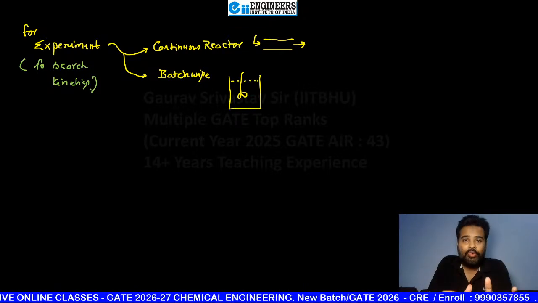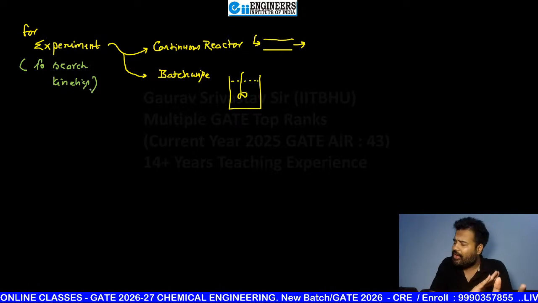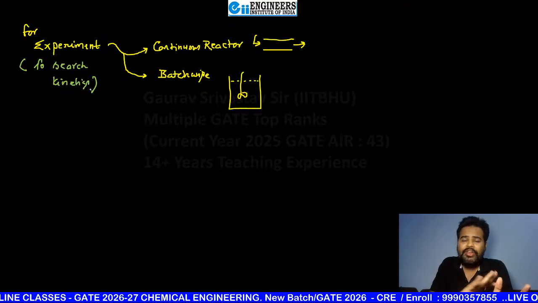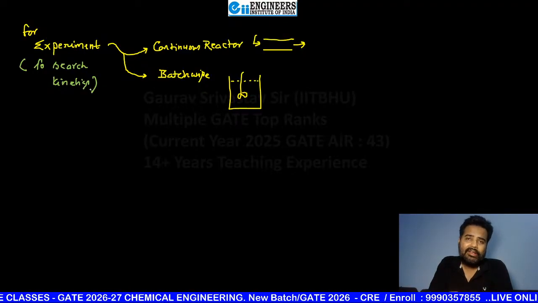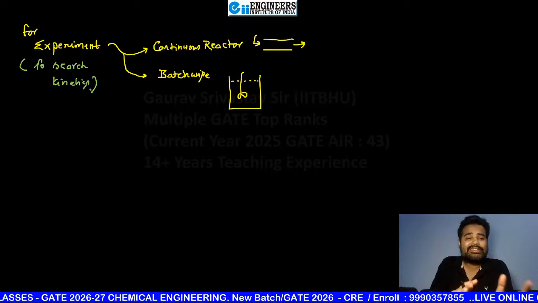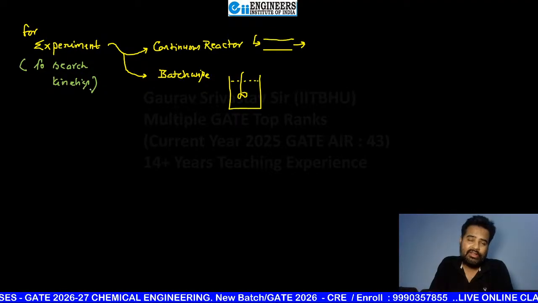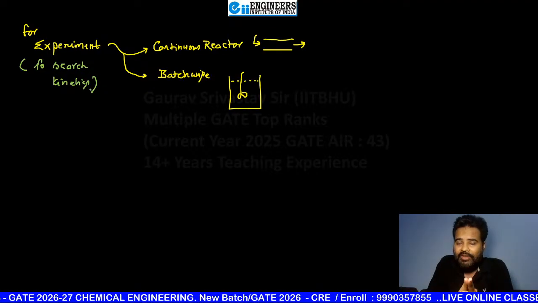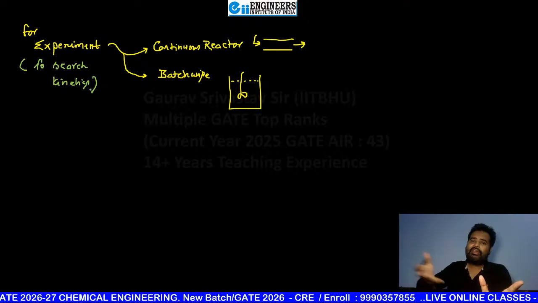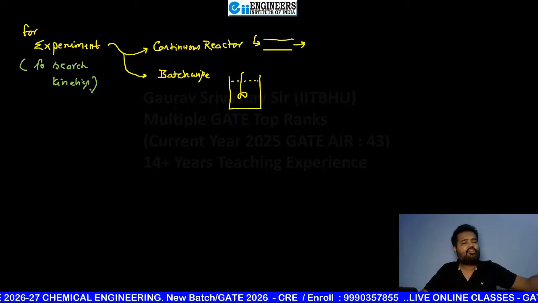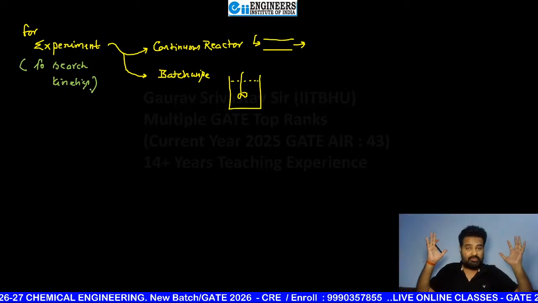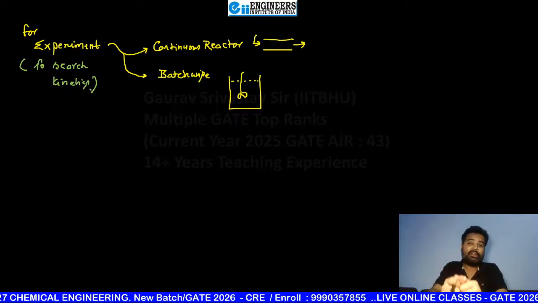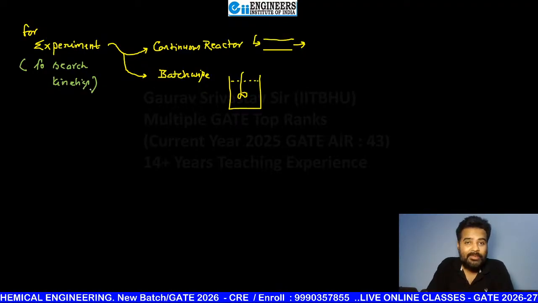Here you are going to search for something. Your mission, your aim is not to form product. Your aim is to search the kinetics of that given reaction. So if you conduct it in a continuous reactor, definitely reactant regularly flows in and regularly flows out. See how large an amount of reactant you need in order to conduct that experiment.